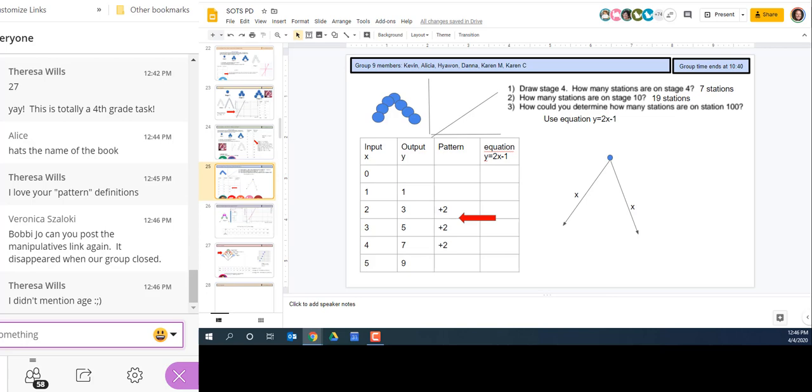And not equations yet. But to me, that +2, that pattern was slope. That to me was slope because I teach algebra. Right, absolutely. Lisa, go ahead.